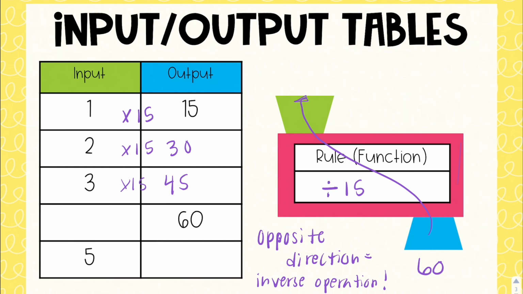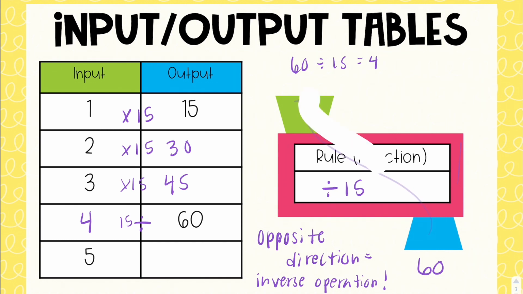So instead of multiplying by 15, now I'm going to divide by 15. So what is 60 divided by 15? Well, I know that 60 divided by 15 is 4. So if I reverse the machine and start with my output of 60, I should get 4 as my input.